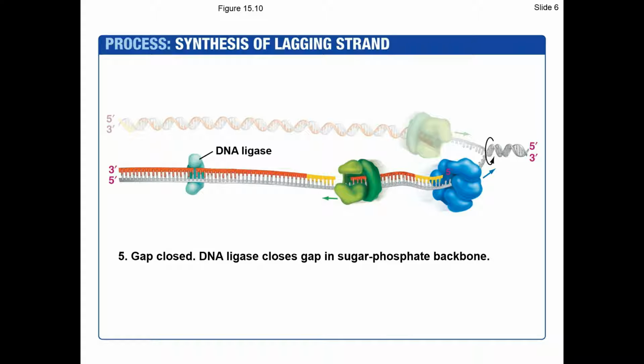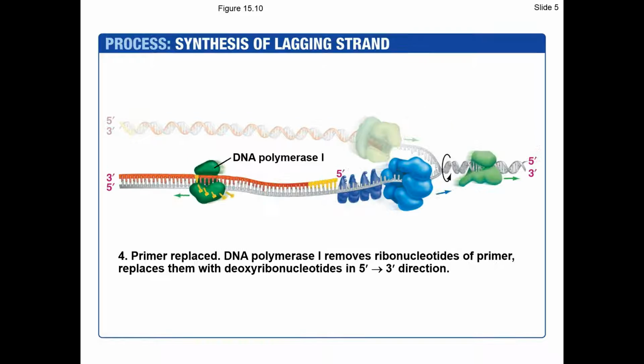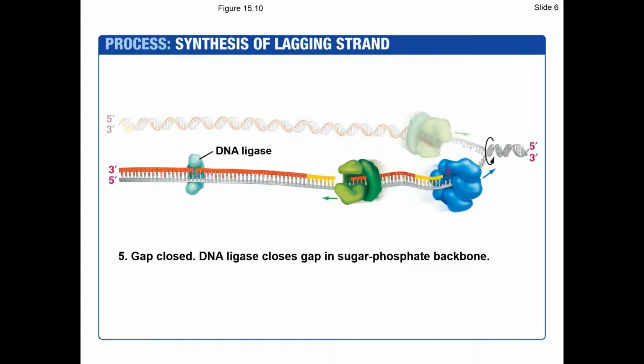Next, you have another enzyme that comes in, and its job is to basically glue together these fragments. So what happens is, as these RNA nucleotides are removed by DNA polymerase 1, you're always going to end up with a gap where you have a free 3' hydroxyl and you have a free 5' phosphate. And DNA ligase, its job is to glue together two Okazaki fragments, so it's one continuous strand of newly synthesized DNA.